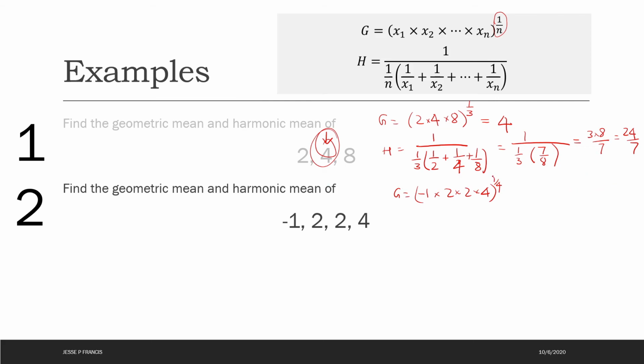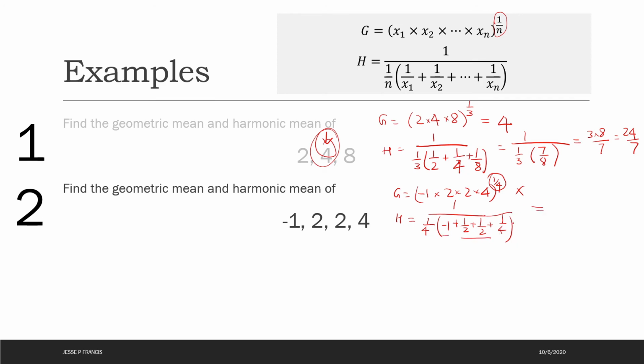So, talk about finding the fourth root of a negative number. We cannot find the geometric mean in this case. Harmonic mean is equal to 1 by 4 into minus 1, 1 by minus 1, which I'm writing as minus 1, 1 by 2 plus 1 by 2 plus 1 by 4.